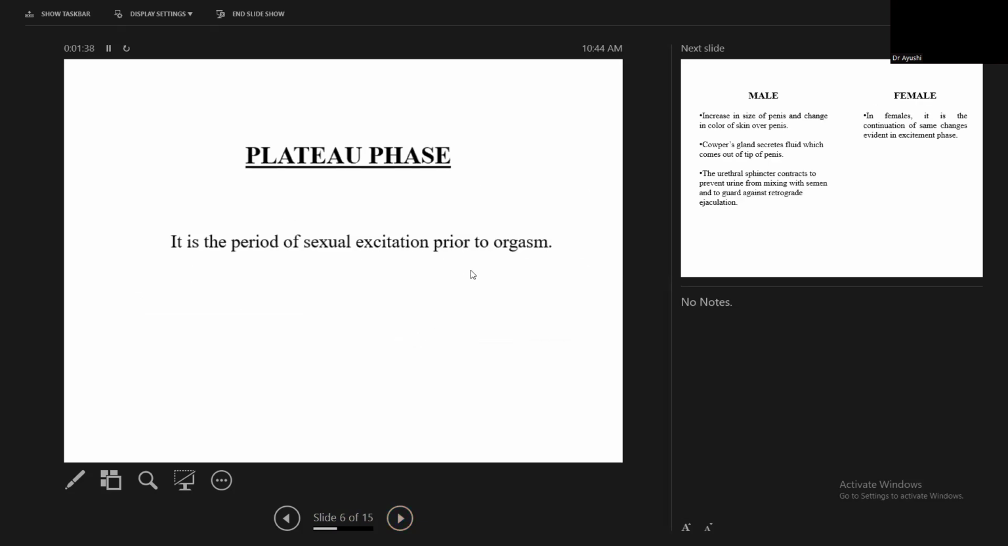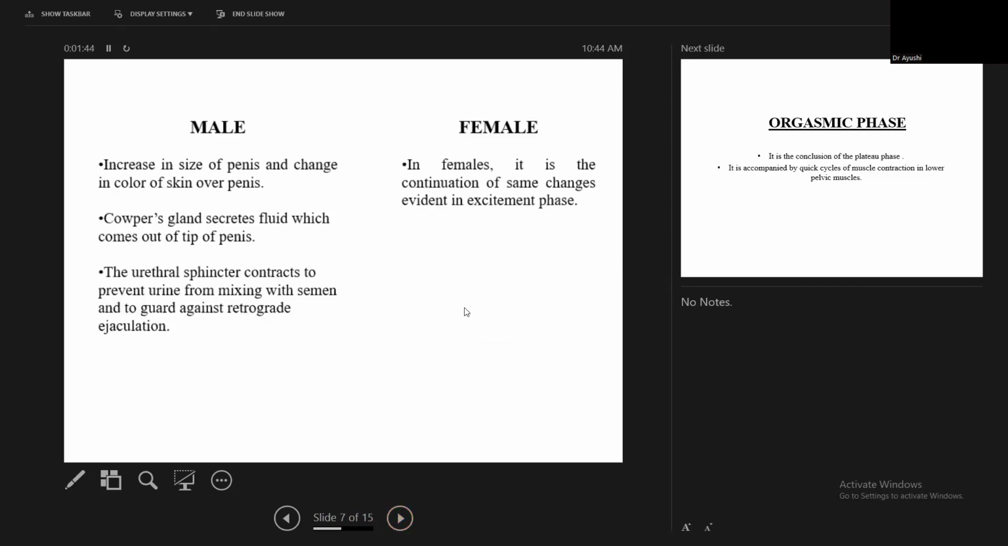The next is the plateau phase. It is the period of sexual excitation just prior to orgasm. In males, there is increase in size of the penis and the change in color of the skin over it. Cowper's glands start secreting fluid which comes out of the tip of the penis, called the pre-ejaculate. The urethral sphincter contracts, which is to prevent urine from mixing with semen and to guard against retrograde ejaculation. In females, it is just the continuation of the same changes evident in the excitement phase.